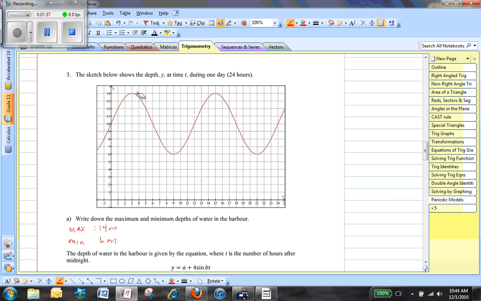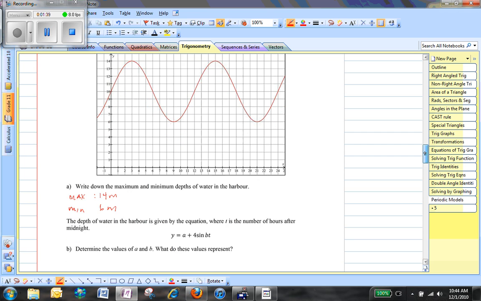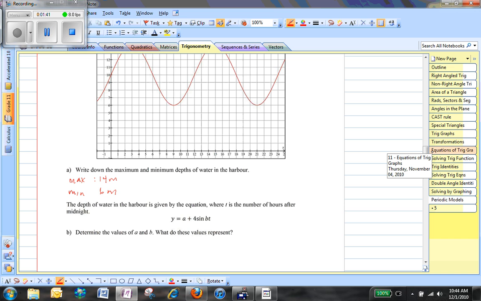So no problems. Next, it then says, the depth of the water in the harbor is given by the following equation, where t is the time and the number of hours after midnight. Again, there's that after midnight. It says determine the values of a and b. And what do the values represent?